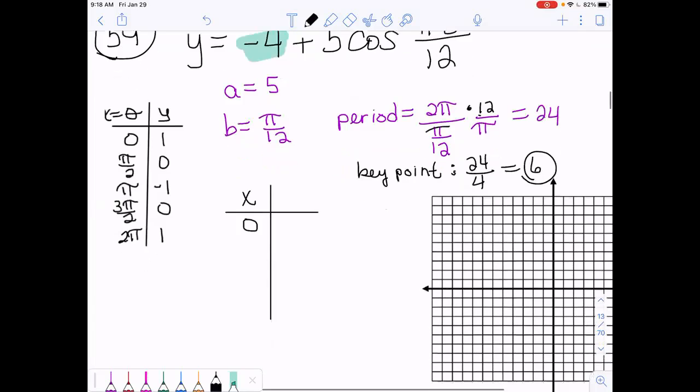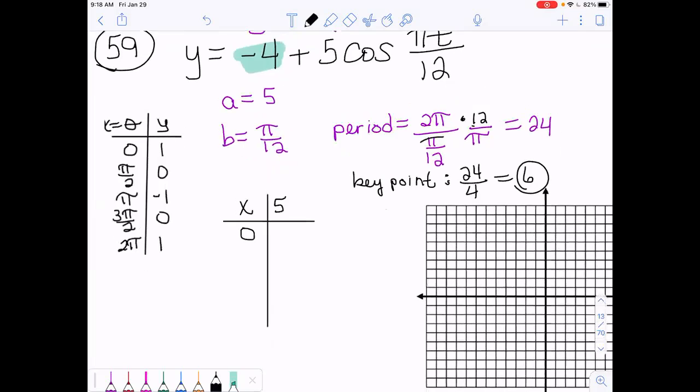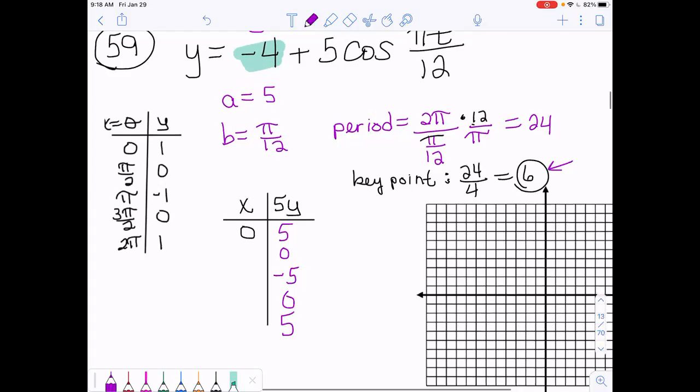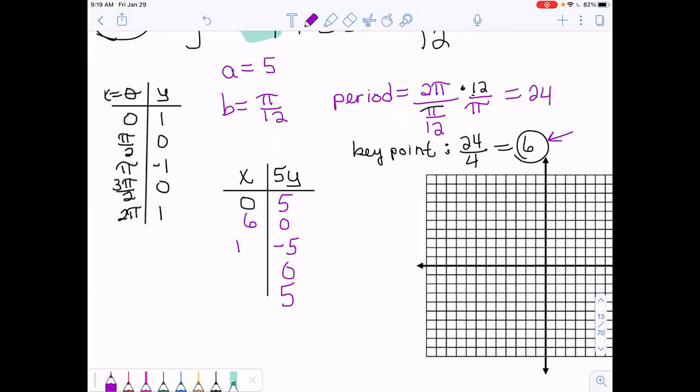And then if I look at the Y, my A is 5. So we're multiplying the Y by 5. So I would have the 5, 0, negative 5, 0, and then 5. Jenny, what angles do we have for using 6 as a counting value to get up to 24? We have 6, 12, 18, and then 24. It's kind of nice. You don't have a fraction to worry about. It looked like it should have been evil. Thank goodness that 11 wasn't there.